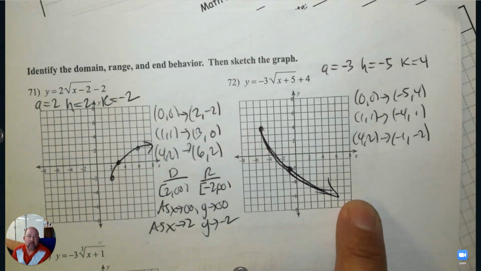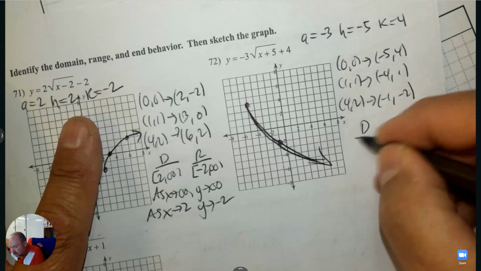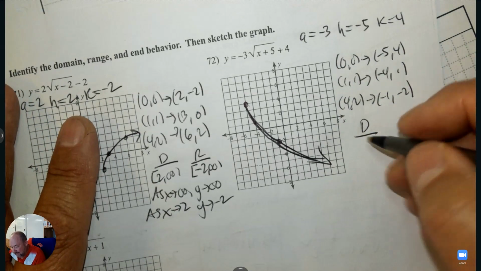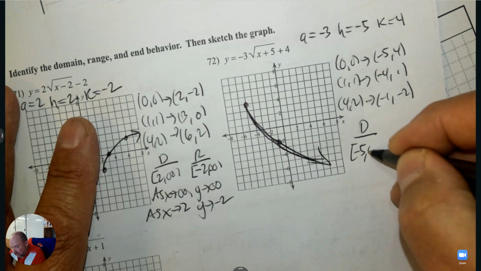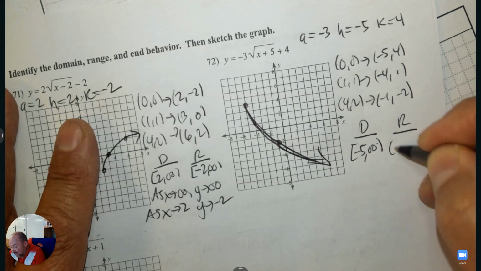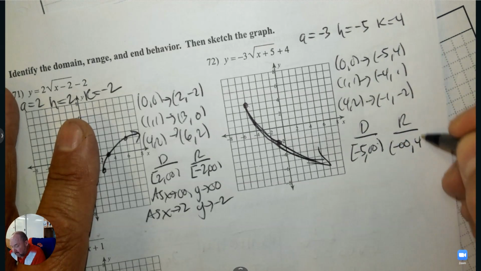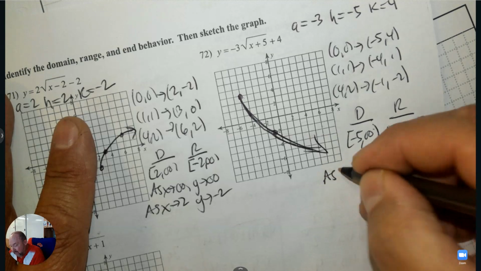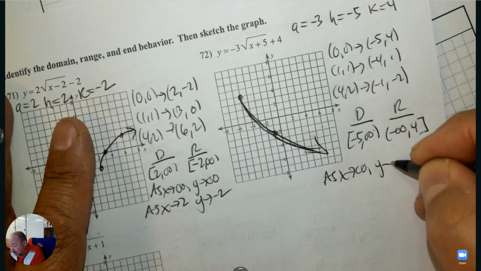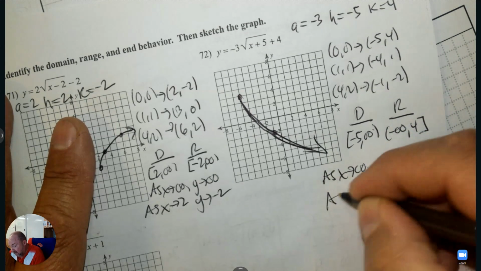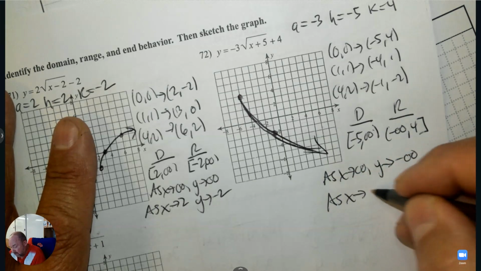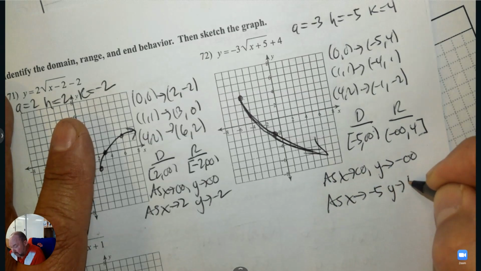Make sure I don't pass the points here. There's my curve going down. The domain goes from h, which is -5, to infinity. The range is flipped. It goes -infinity up to 4. And then the end behavior, the right end goes down, and the left goes to hk. So it's -5 and 4.